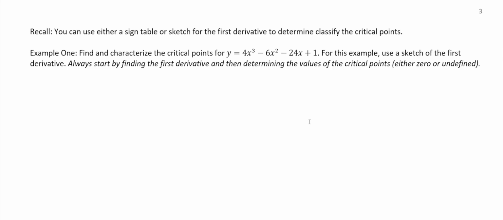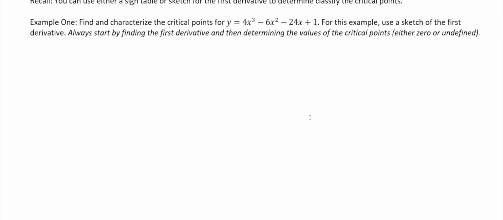Okay, let's move on to doing some examples here. And remember that you can use either a sign table or a sketch for the first derivative to determine and classify the critical points. Example 1 says, find and characterize the critical points for this function. For this example, use a sketch of the first derivative. Always start by finding the first derivative and then determining the values of the critical points, either 0 or undefined.